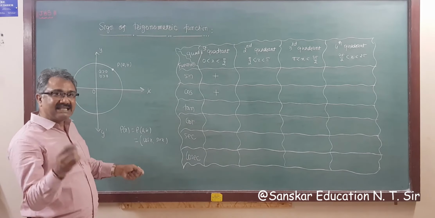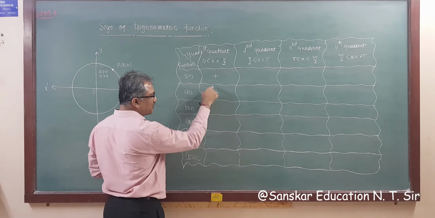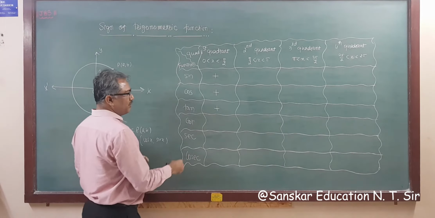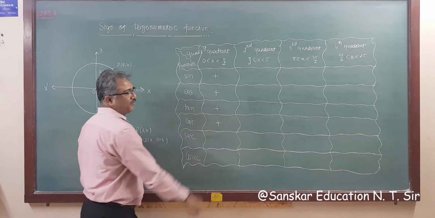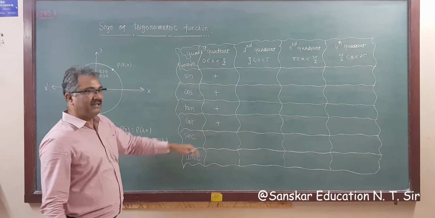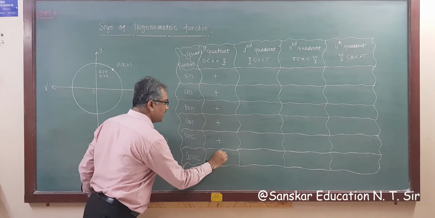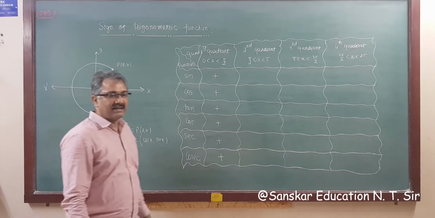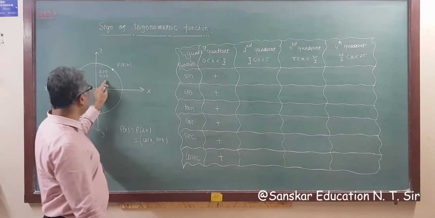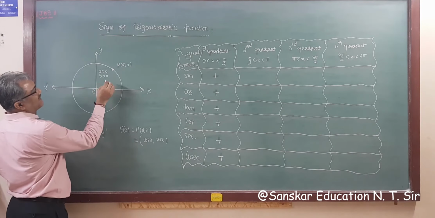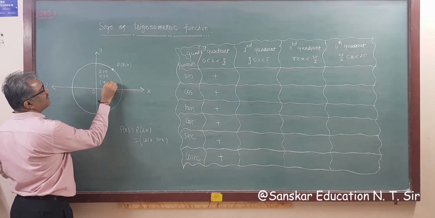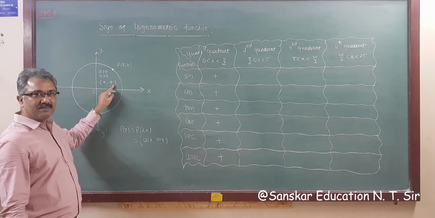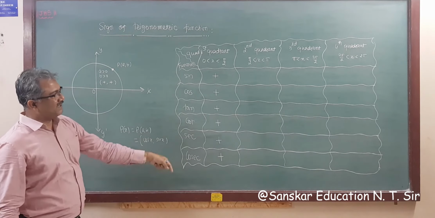Now tan is sin upon cos, so positive upon positive is positive. Cot is cos upon sin, that you know, so positive upon positive, positive. Sec is 1 upon cos, positive. Cosec is 1 upon sin, positive. So finally in this quadrant all are positive. So what we get: a greater than 0, b greater than 0, that is cos x is positive, sin x is positive, or you can write it like this, plus plus. So in the first quadrant both plus, that is sin plus, cos plus.